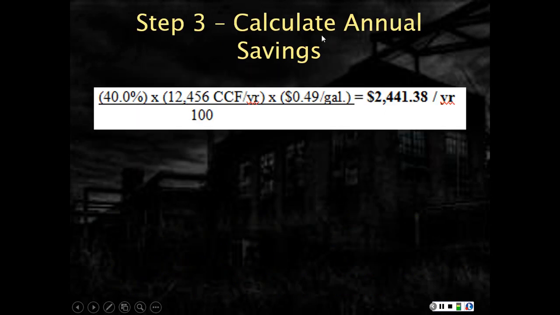Now I can take that 40% fuel saved back here, multiply by my total fuel usage for a year, times the cost of my fuel, and again, because that's a percent, I have to divide by 100, because really it's 0.4. And my savings is the fuel that I saved, over the total fuel used, and I saved $2,441.38 by simply capturing heat coming off that exhaust gas and preheating my combustion air.